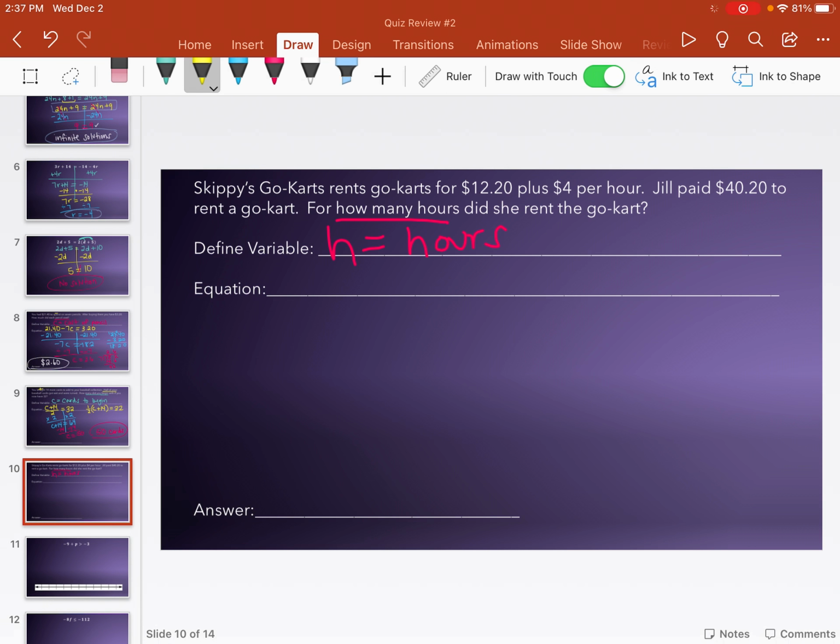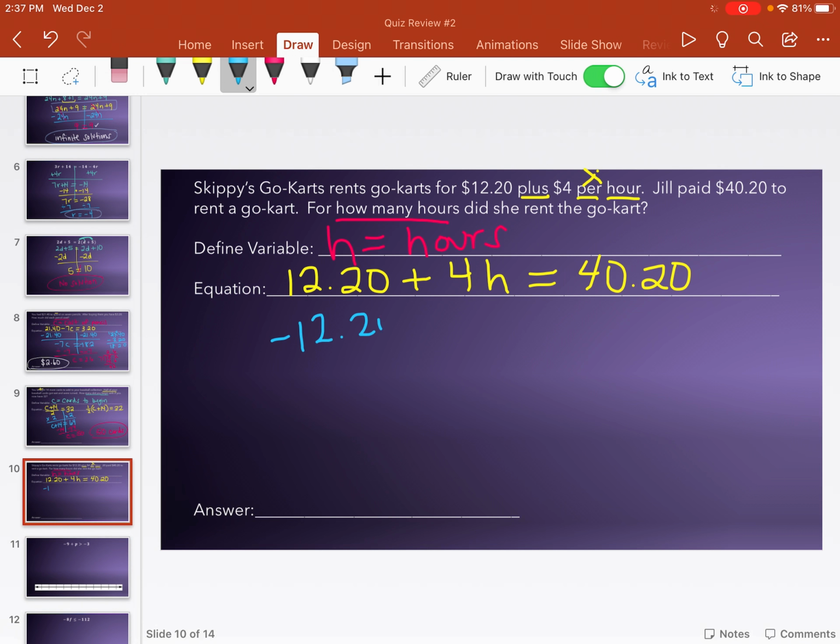And my equation, they rent them for $12.20 plus $4. But it's not just $4, it's $4 per hour. So times however many hours. So 4H, or 4 times H. Jill ends up paying, after she does all of that, she pays $40.20. There's my equation. Then to solve it, I'm going to subtract the 12.20.